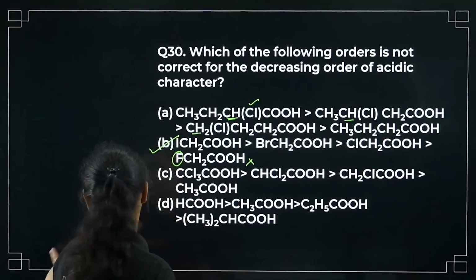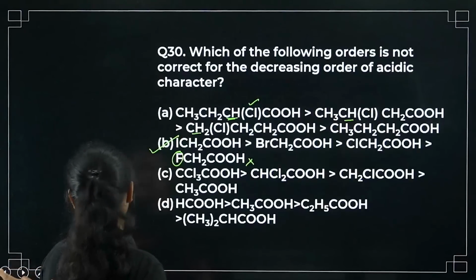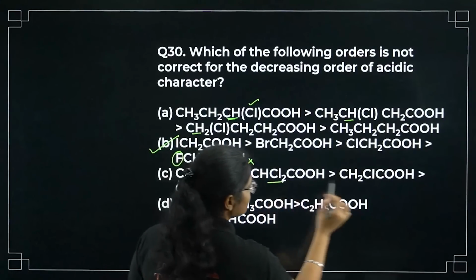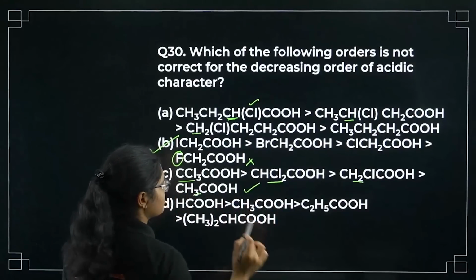So that is why option B is the correct answer. Let's see the other options. Here you can see 3 chlorines are there, so it will stabilize better. 2 chlorine, 1 chlorine, no chlorine. So this is also the correct order.